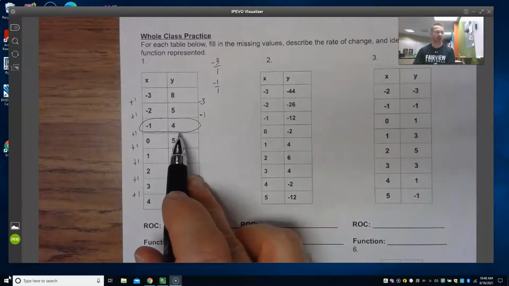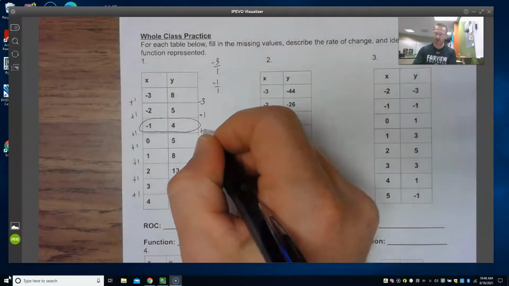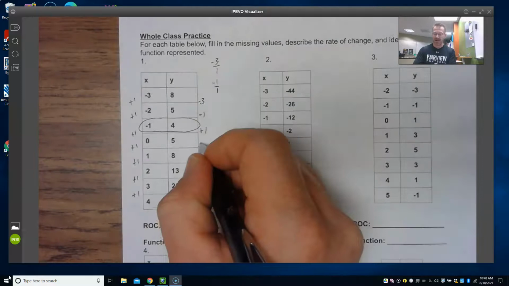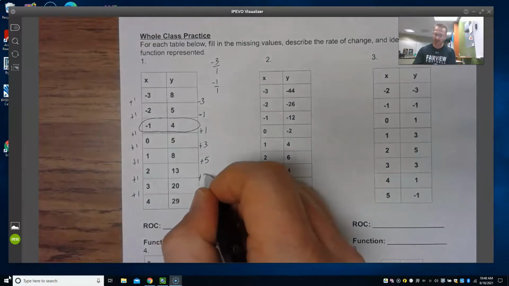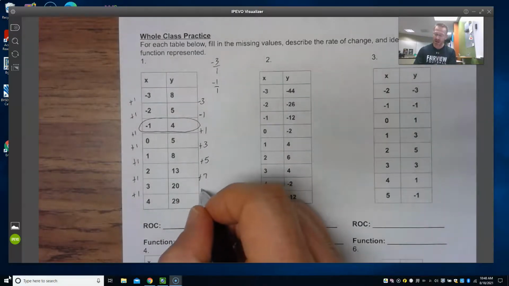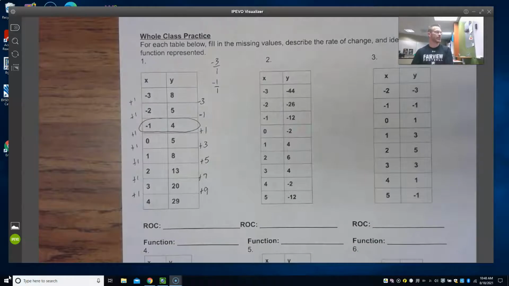And so notice now I change direction. I go from 4 to 5, I go up 1. When I go from 5 to 8, I go up 3. When I go from 8 to 13, I go up 5. 13 to 20, I go up 7. And 20 to 29, I go up 9. So hopefully you see that this is definitely not a constant rate of change, right? Negative 3 to 1, negative 1 to 1, 1 to 1, 3 to 1, 5 to 1, 7 to 1, 9 to 1. So now the question is, do you see a pattern in how these numbers are changing?